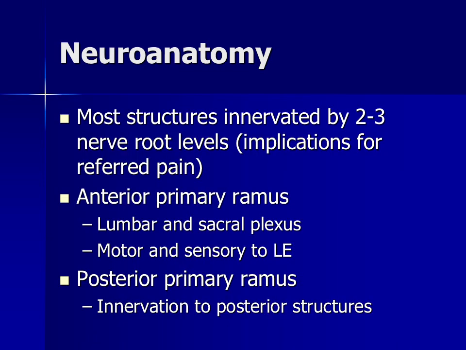Now let's take a little bit more of a look at the neuroanatomy. Most structures are innervated by 2 to 3 levels. This makes it kind of difficult to tell where the problem is coming from in our examination. If we have pain at the L4, L5 region, this pain could essentially be coming from one of the other adjacent segments. Now, when a spinal nerve root comes out, they are divided into both anterior and posterior primary rami. The anterior essentially go to the lumbar and sacral plexuses. The posterior go to the facet joints, the outer disc, the muscles, the ligaments, and really anything else in the back.